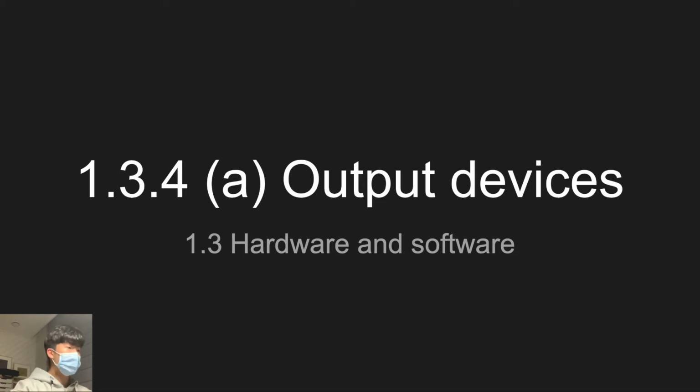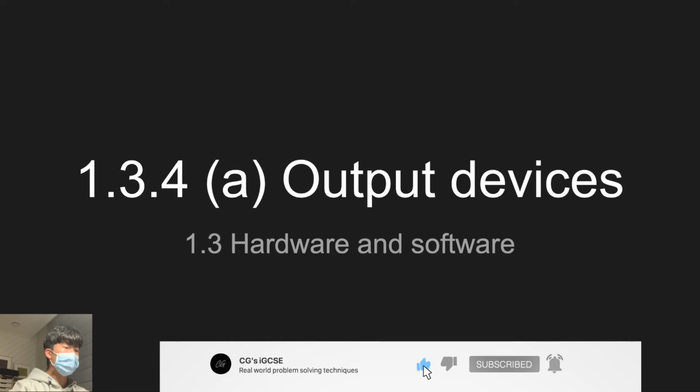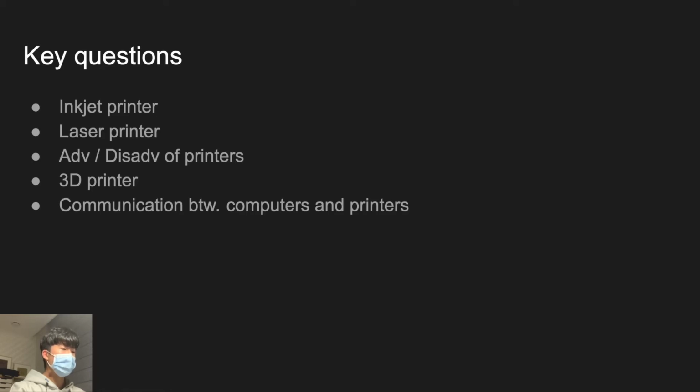Hello guys, today we're going to go over all the output devices in 1.3.4 output devices. I'll divide the section into two parts, printer and the others. The reason I separated printer is because printer takes a huge part in output devices, so we will go over how inkjet, laser, and 3D printers are used, along with comparison between inkjet and laser printer, and finally how the printer communicates with computer using interrupts.